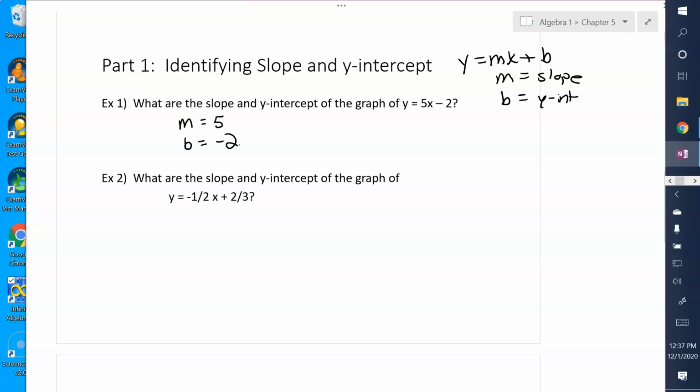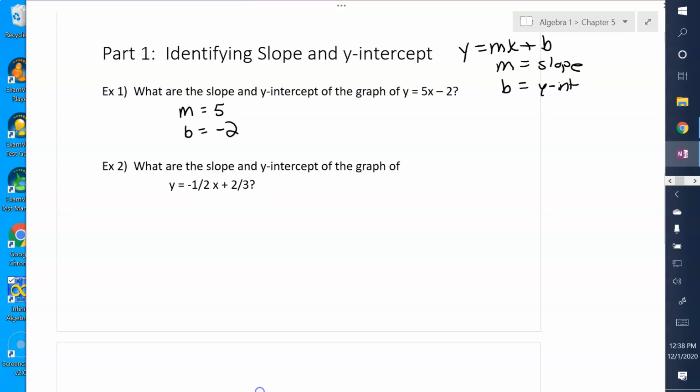All right, let's do another one. Take a look at this equation, y equals negative 1/2 x plus 2/3. Slope is the coefficient in front of the x, so it can be negative and it can be a fraction. And the y-intercept is the number off the end there. That can also be a fraction. So here we have slope is negative 1/2 and the y-intercept is 2/3.